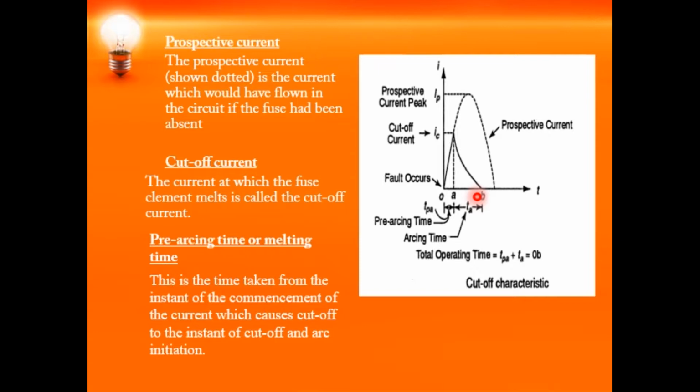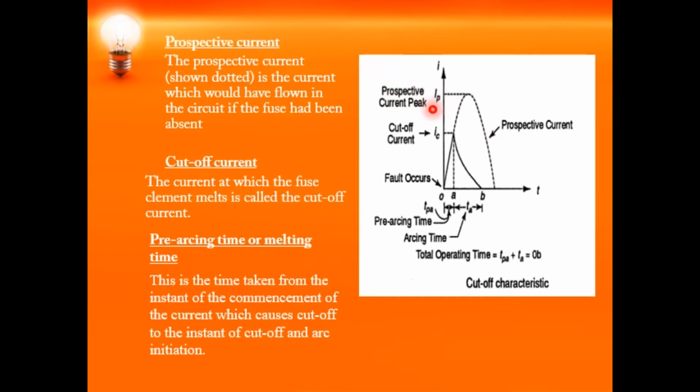So it is possible for a prospective current, which is an RMS value, to be numerically less than the cutoff current. Since the fault current normally has a large first loop, if it generates sufficient heat energy, the fuse element will melt well before the peak of the prospective current is reached. So this is the peak prospective current.